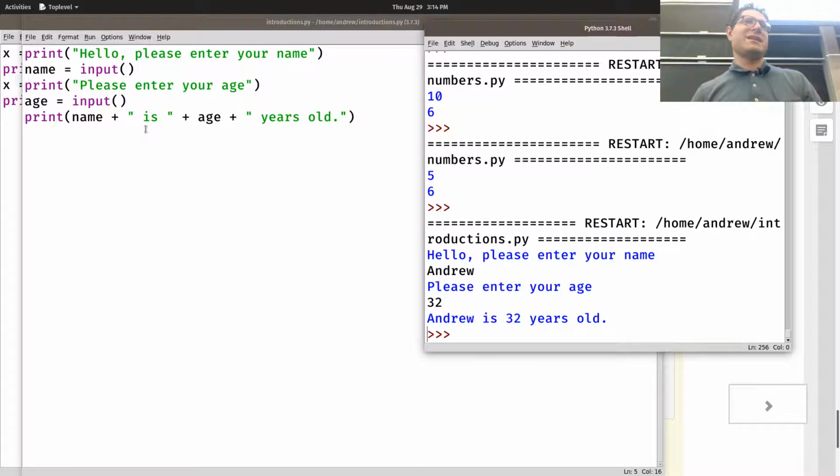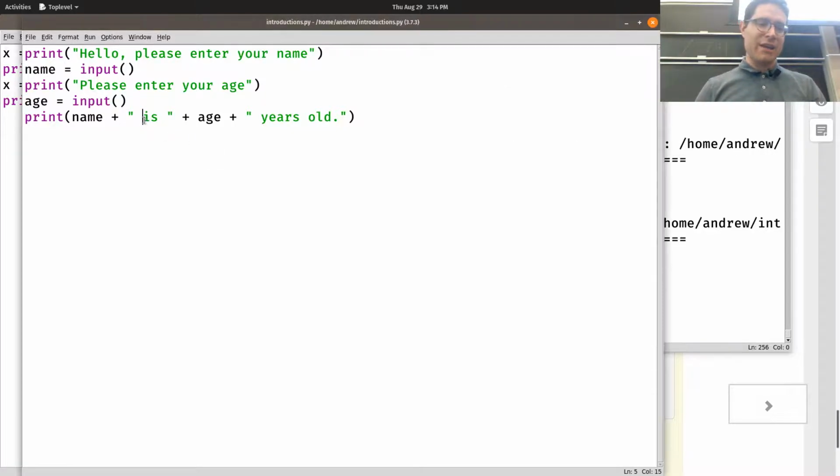If I didn't have a space there, again, evil genie. Let's see what happens without those spaces. But anyway, it glued name to is, and then it glued name and is to age, and then it glued that to years old. Now, I didn't have to convert the age into a number, because input takes in a string. I didn't have to convert it into a string because it's already a string.